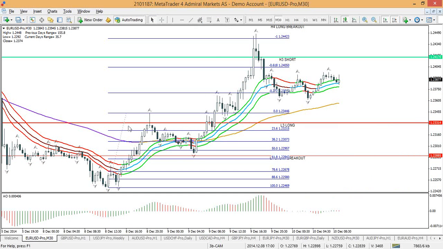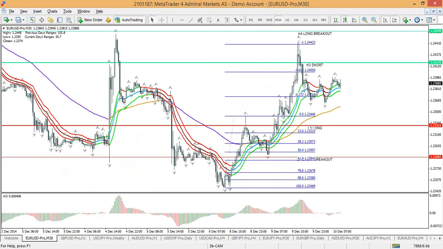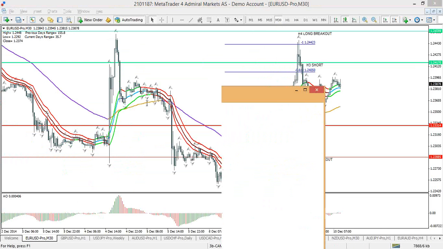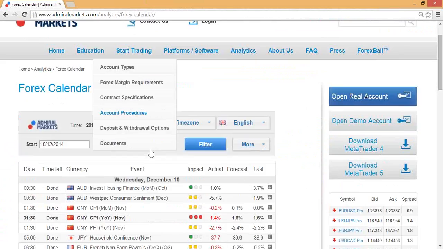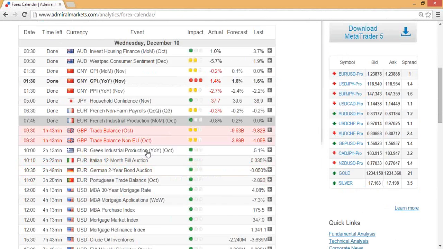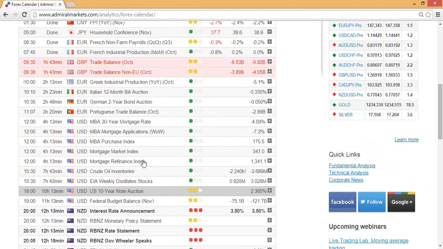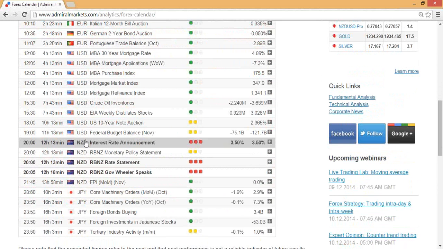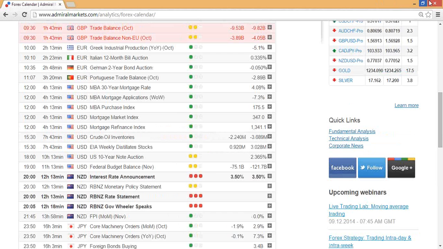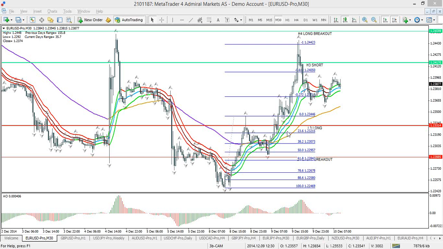Alrighty. So euro dollar went up a lot more. No, wait, before we actually do that, quick look at the calendar. Sorry about that. We have some euro news, dollar news, all kind of lighter stuff, pound trade balance. New Zealand interest rate is later today, or actually tomorrow for New Zealand itself. And let's see if it stays 3.5. Alrighty, so back to the euro dollar.